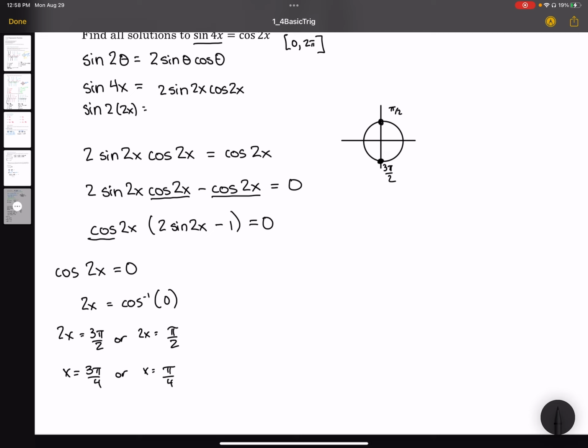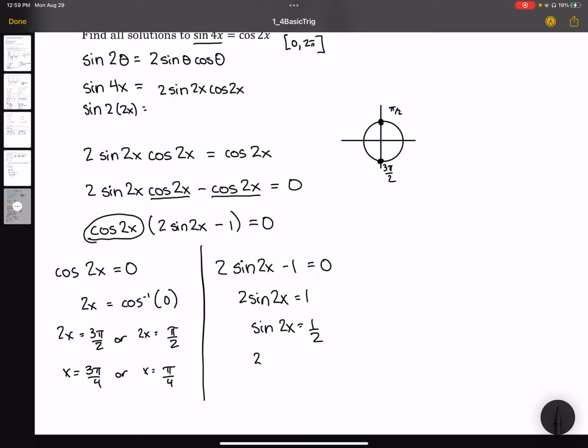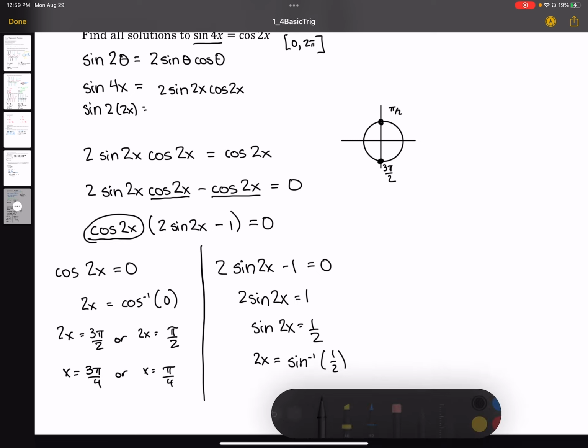So that takes care of the cosine 2x. Done. The other thing that could happen is we end up with 2 sine 2x minus 1 equals 0. We'll put a line too. So we would quickly get 2 sine 2x equals 1, the sine of 2x equals a half. So 2x is equal to sine inverse of 1/2.